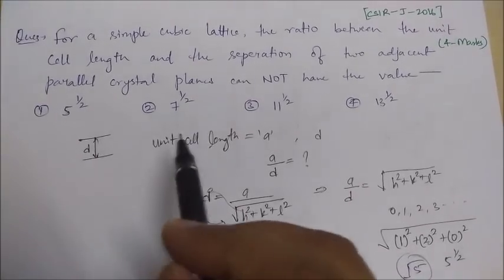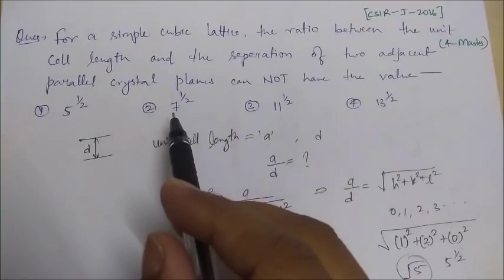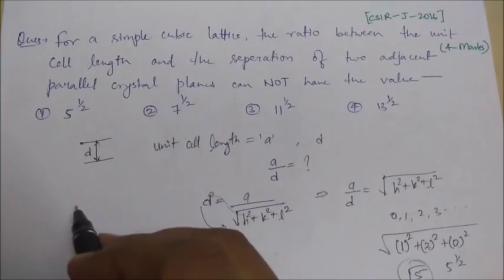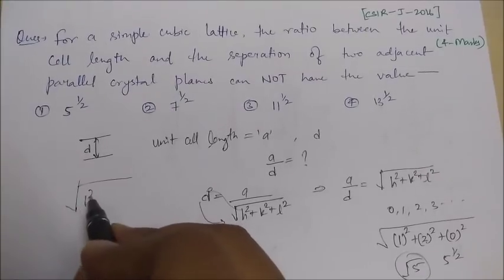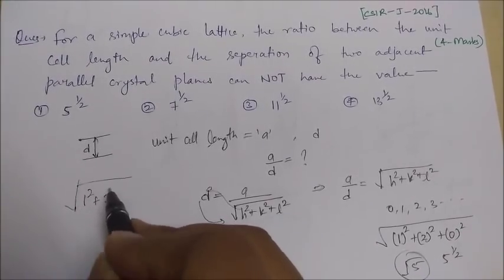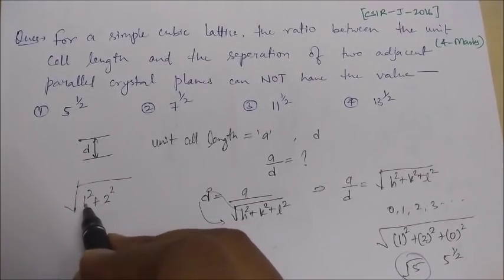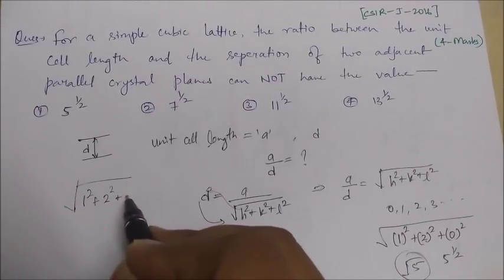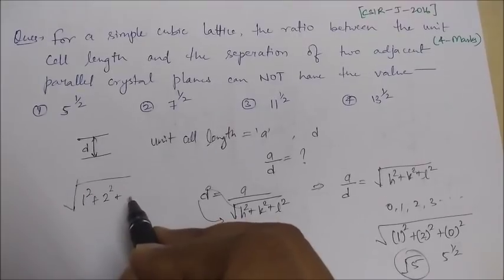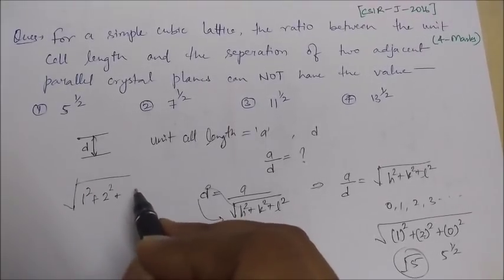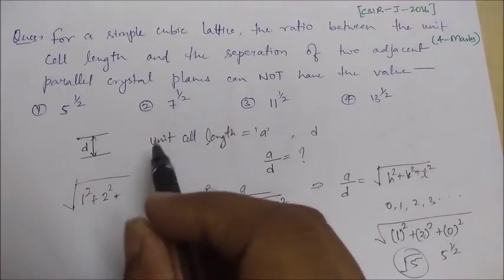Now how can you get √7? If you start with the smallest number, say 1² plus 2², 2² will be 4 plus 1 will be 5, and now I need 2 more. I cannot give √2². So there is no way of getting √7.